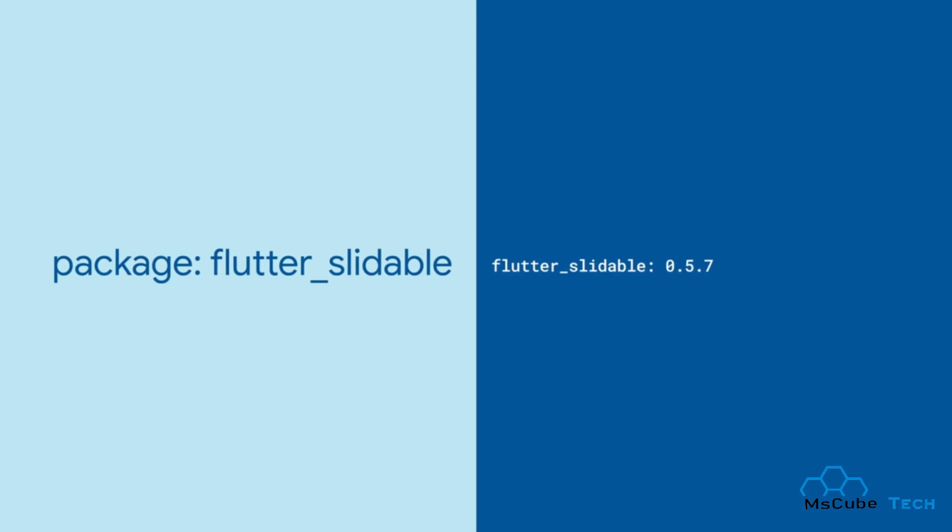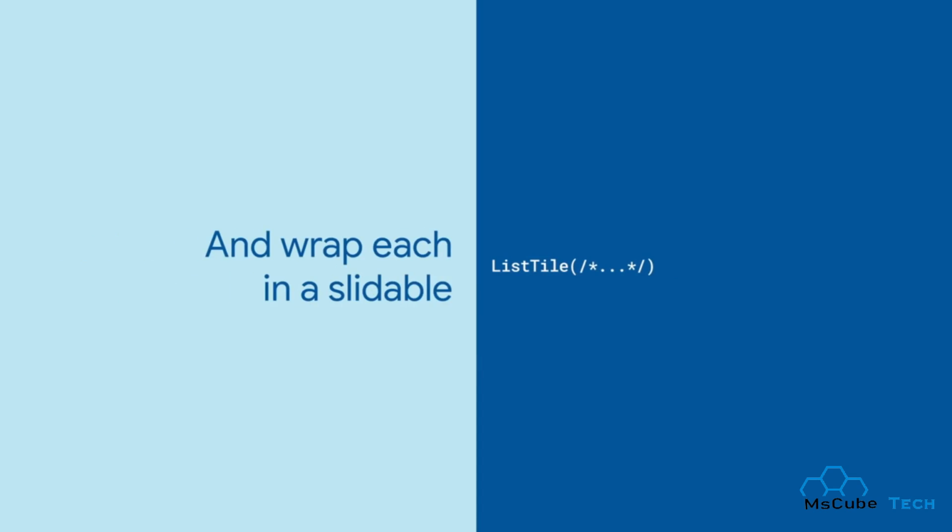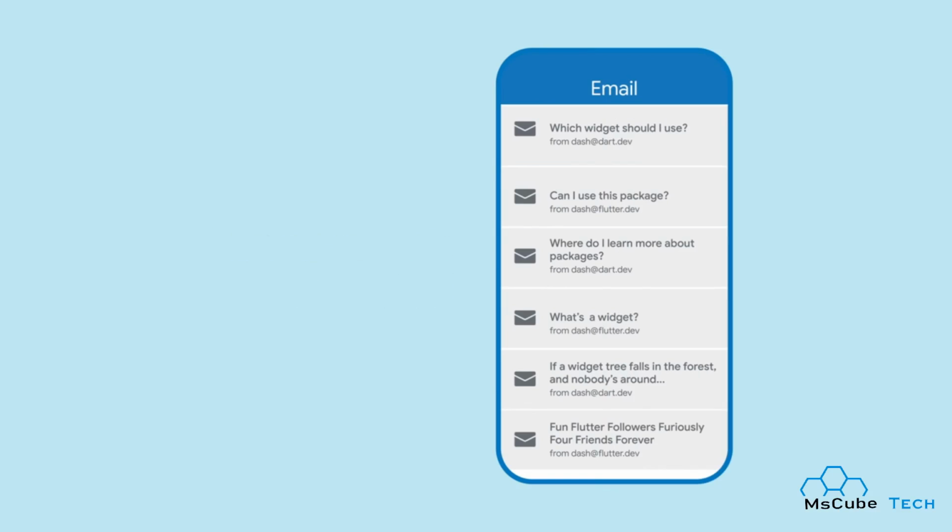Well, you can. With the Flutter Slidable package, you get a Slidable widget that implements this pattern. The typical use case for Slidable is in a list of items that share possible actions, like an email inbox. Take the list style you'd normally use for the item and add it as the child of a Slidable. Slidable needs to know how to show the opening of the list of actions.